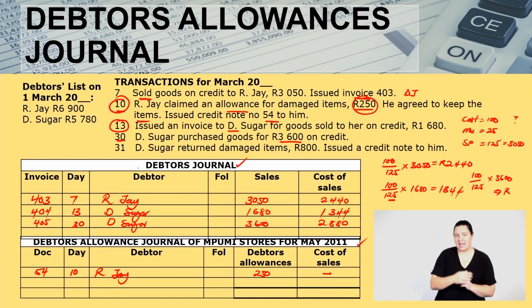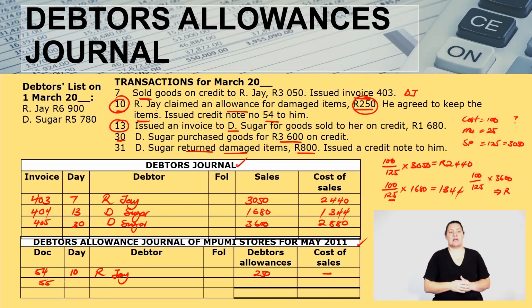2,880. The last one says, D Sugar returned damaged items, 800. So in this case, he's returning goods. There's a return on the goods. So I'm coming here, 55. The date is the 31st. D Sugar. And then debtors allowances, 800.